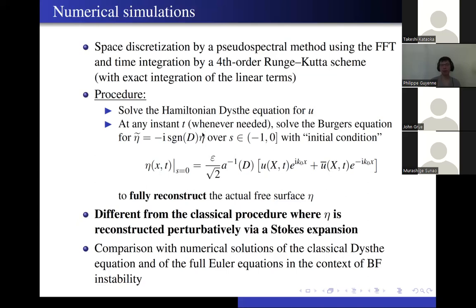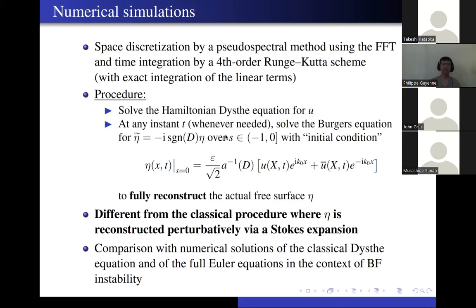And then to reconstruct the surface elevation, you solve the corresponding Burgers equations for eta or eta tilde. And you solve this backward in S from zero to minus one. So you want to invert the normal form transformations with initial conditions at S equals zero given by the modulational ansatz. Right, so you want to go back to the original variables.